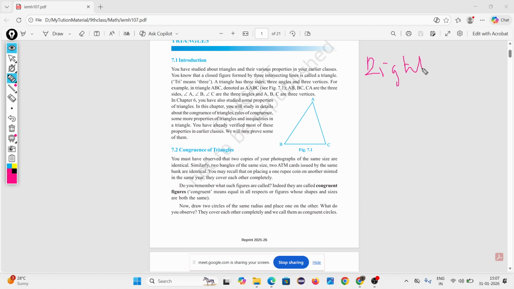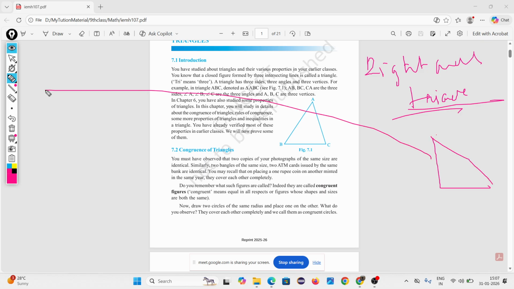Then right angle triangle. Right angle triangle में एक एंगल 90 डिग्री होता है. Right angle triangle is a triangle in which one of the angles is 90 degree.